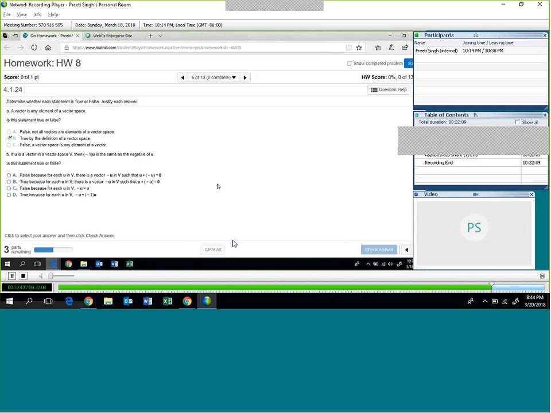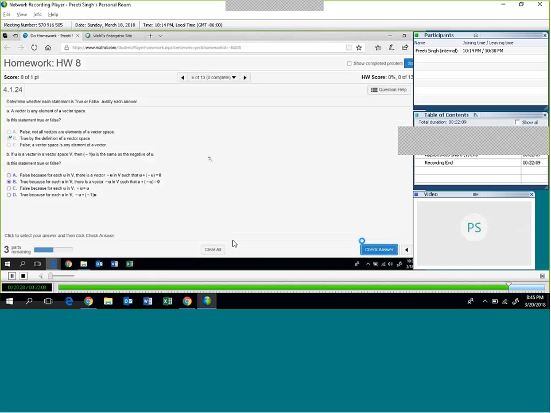Okay. And then if u is a vector in a vector space, then -1 times u is the same as the negative of u. Is this statement true? Yeah, that's true, because for each u in V, there is a vector negative u in V. No, I think it's part B. Let's check B first. It's either B or D. I don't remember which one. I think it's true because for each u in V, minus u is minus 1 times u.